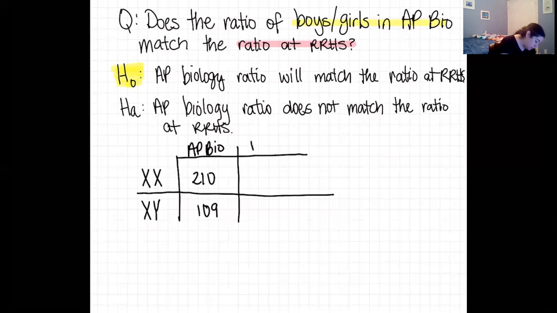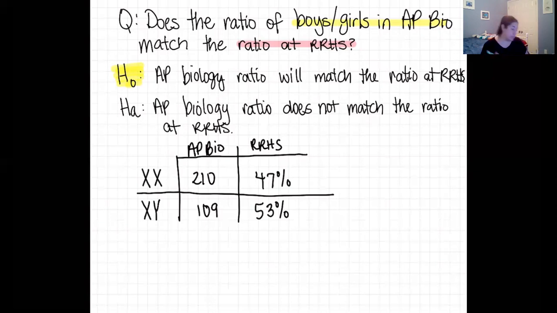Unfortunately for Round Rock High School, I was not able to get the actual numbers. Instead, what I was able to get are percentages. So I'm going to give you the percentages for Round Rock High School, and then what we're going to have to do is figure out what would be the actual number of students based on the population in that AP Biology. So at Round Rock High School, there are 47% XX and 53% that are XY. And so we can't compare percentages to actual numbers.